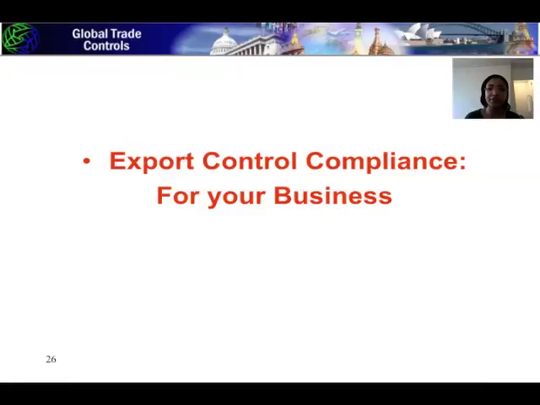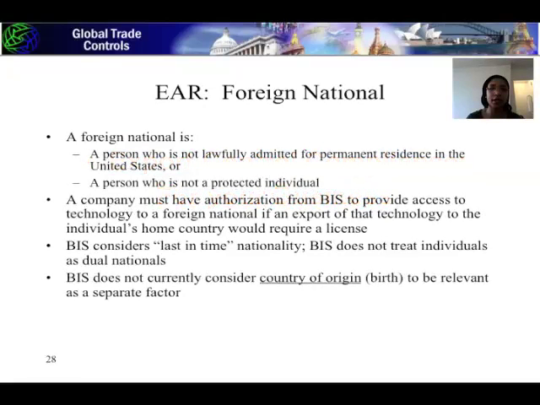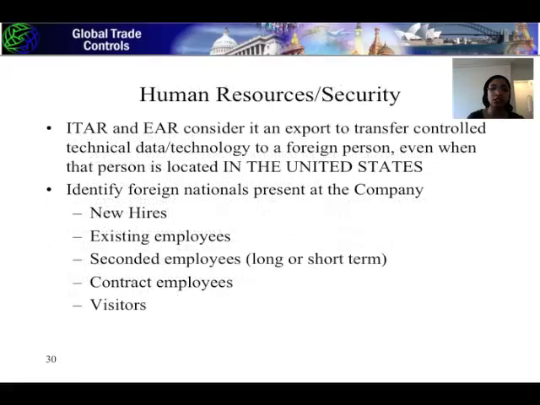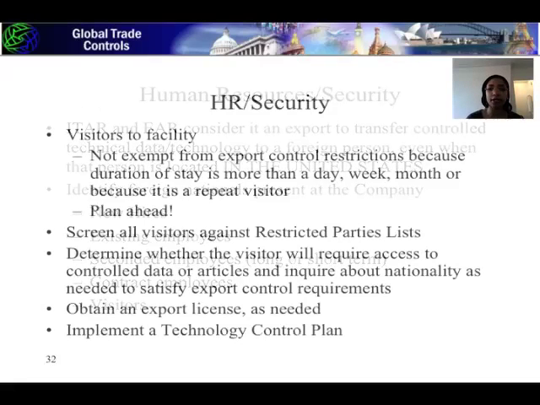Export control for your business. I've highlighted here what various departments in your company can do to comply with U.S. export controls. You can go through this and read my key points on what I think certain departments can do to assist either your export control personnel or whoever is in charge of your U.S. export controls with making sure that you are complying.